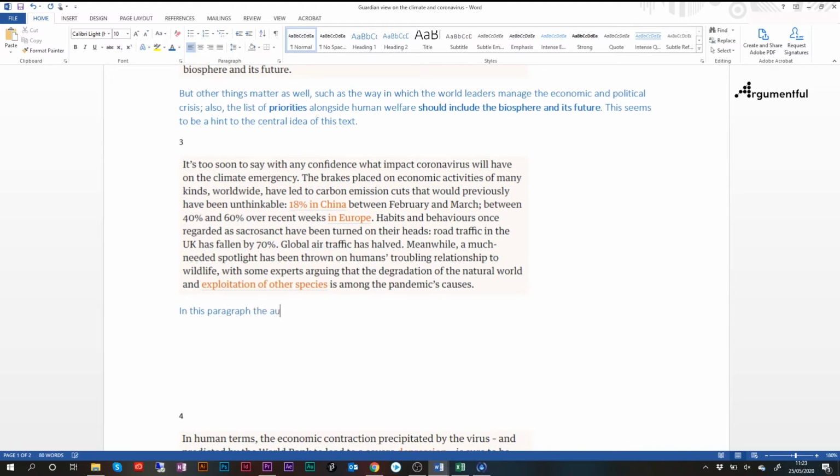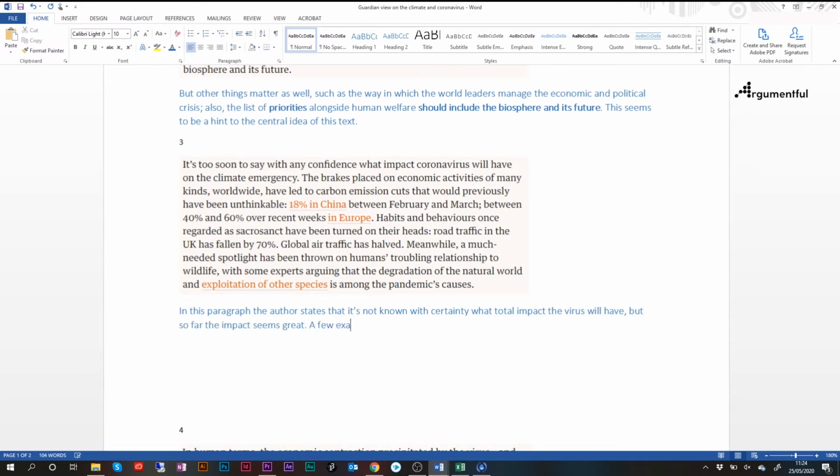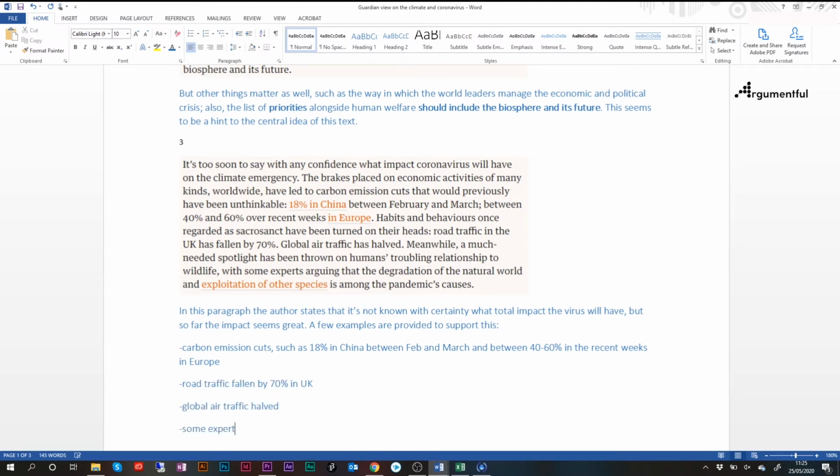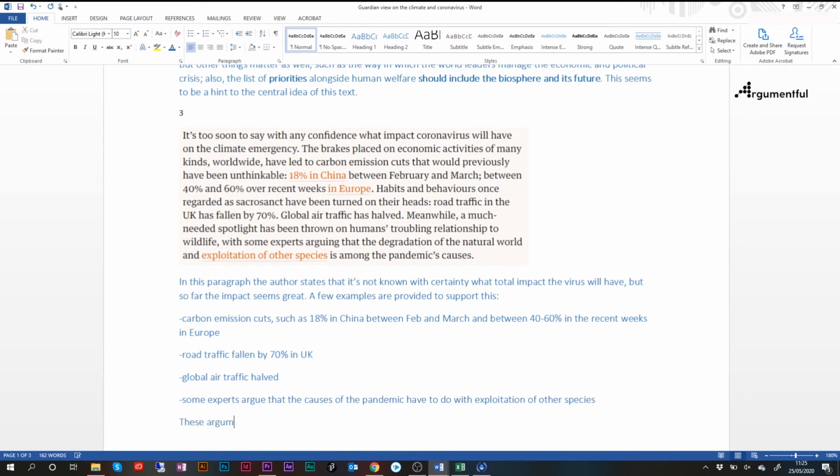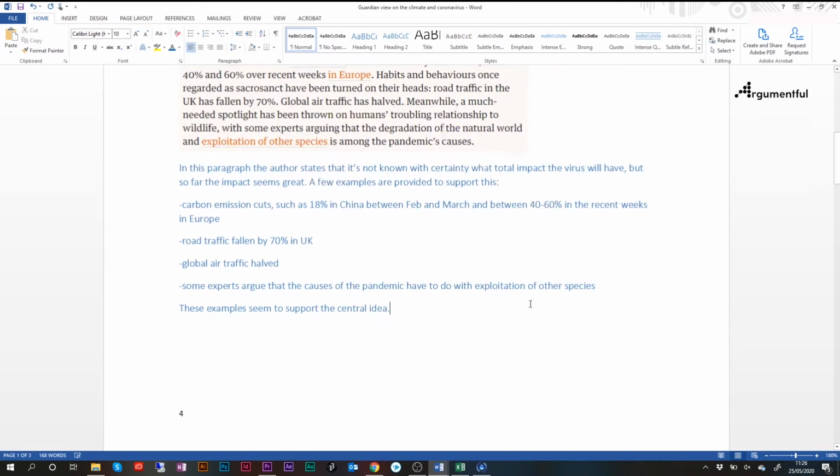The author states that it's not known with certainty what total impact the virus will have, but so far the impact seems great. A few examples are provided to support this. Carbon emission cuts, such as 18% in China between February and March, and between 40 and 60% in recent weeks in Europe. Road traffic fallen by 70% in the UK, global air traffic halved, and some experts argue that the causes of the pandemic have to do with exploitation of other species. Moving on to the next paragraph.